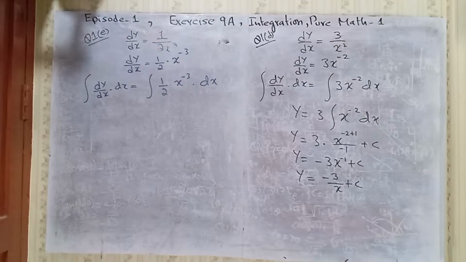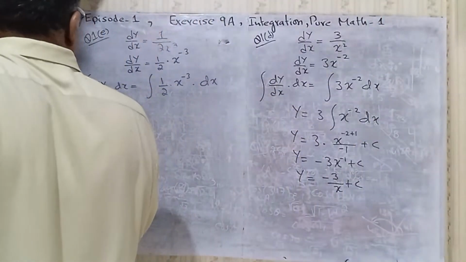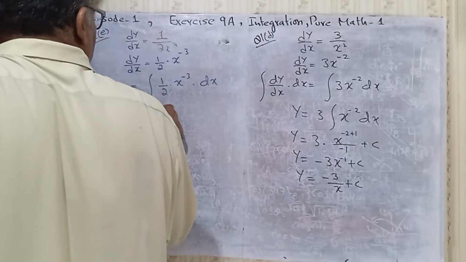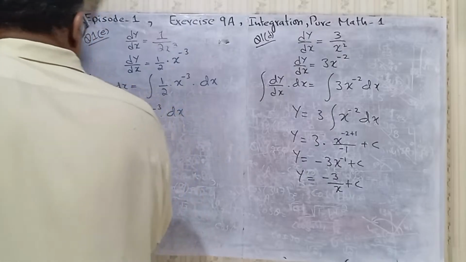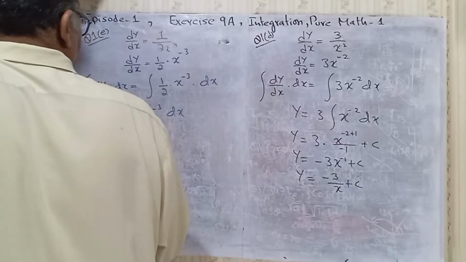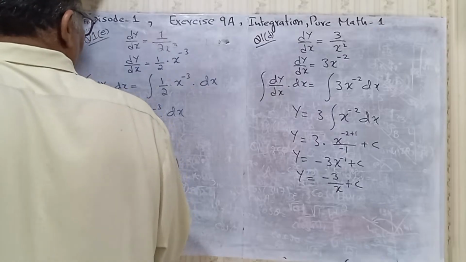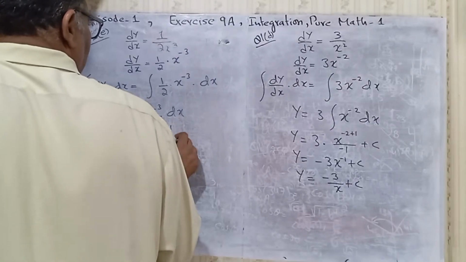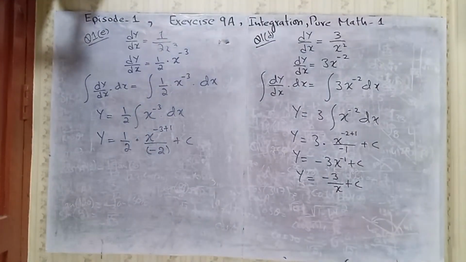Okay, 1 by 2, which is a number, multiplying with that expression, this will become y equals to 1 by 2 will come on the side. So this will become x raised to minus 3 into the d of x. So y will be equals to 1 by 2, and then you will have the power increased by 1, and minus 2 you divide it with it, and then you write here plus c. Okay, in the integration we increase the power by 1. Okay, and whatever that is, we also divide with it.